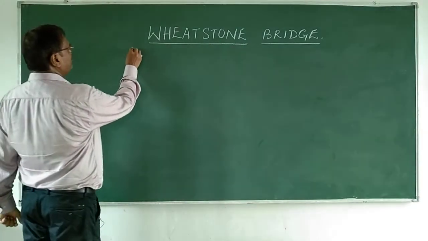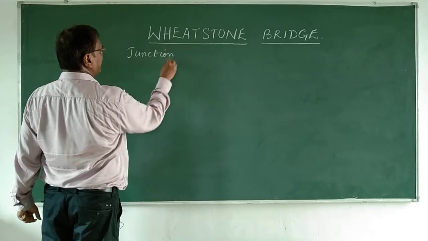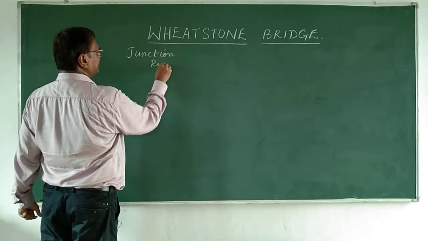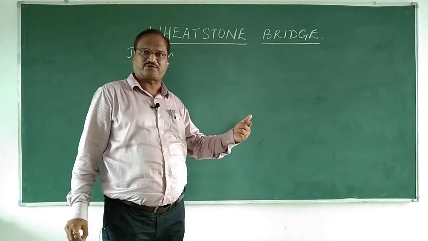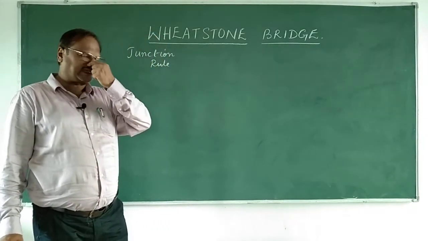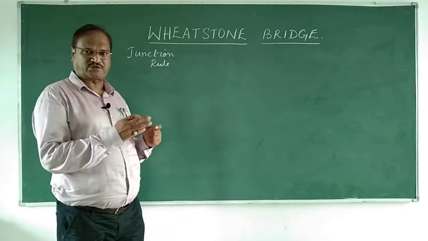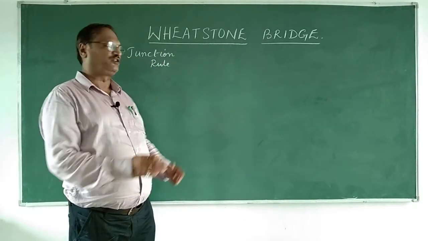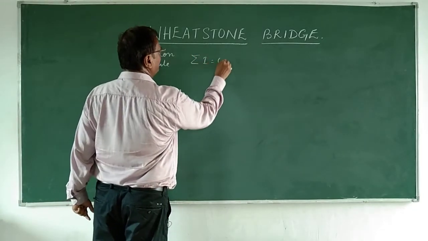One is the junction rule. In the junction rule, we said that the sum of the currents entering a junction is equal to the sum of the currents leaving a junction. That means the algebraic sum of the currents in a particular junction is going to be 0. So that means sigma I is equal to 0.